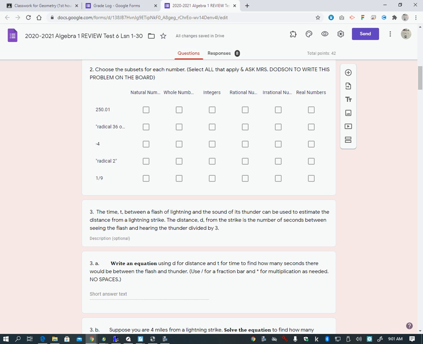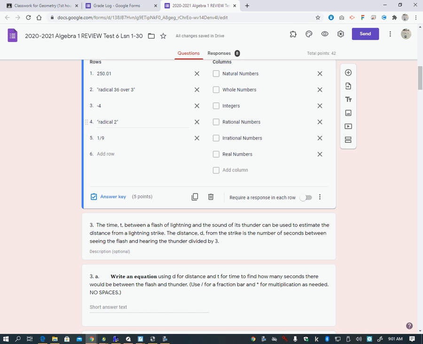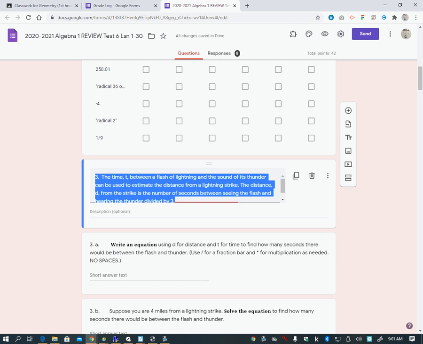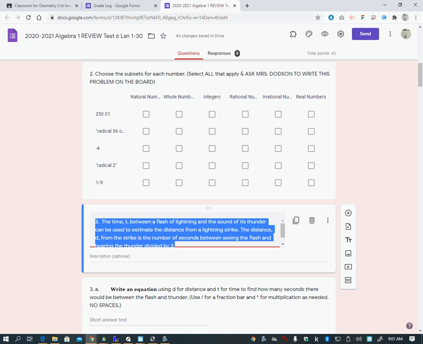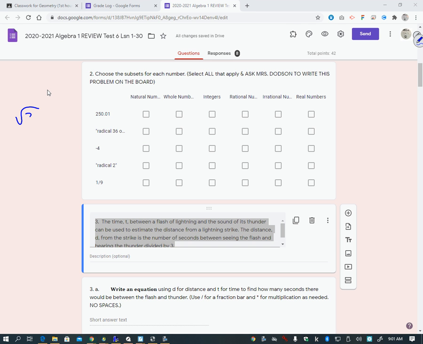Now, I think on this one it just says radical 2, correct? Let's come up here. Oh, is it radical 36 over 3? What does it actually say? Radical 36 over 3? Okay. Because that's going to be important, because that can simplify. What's the square root of 36? 6, and 6 over 3 is 2, right? So that fits into a lot more categories than it does just looking like that.